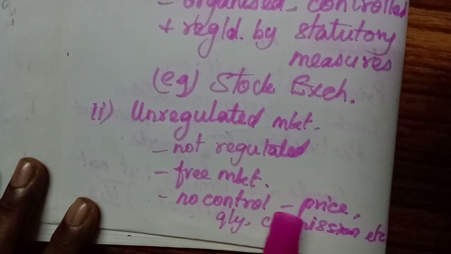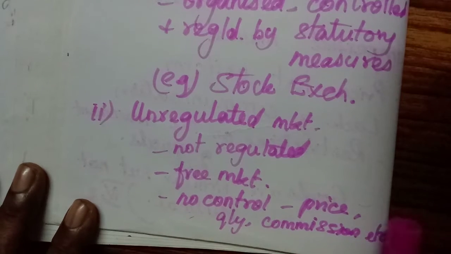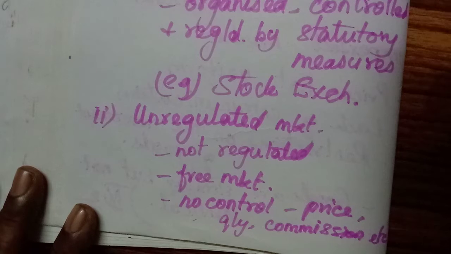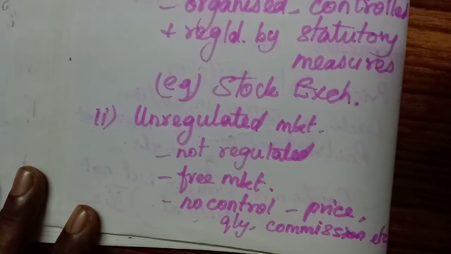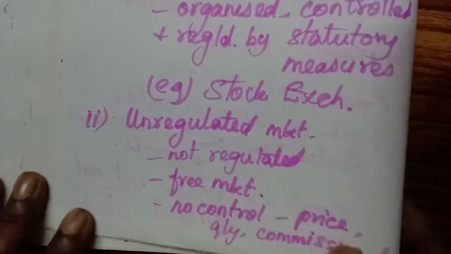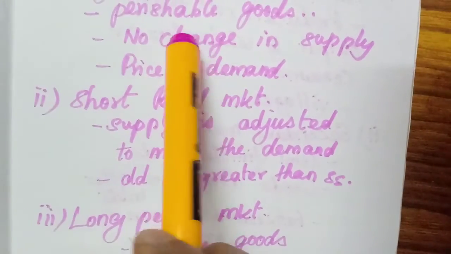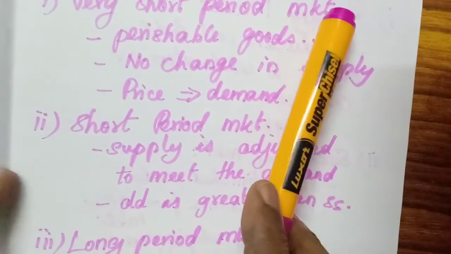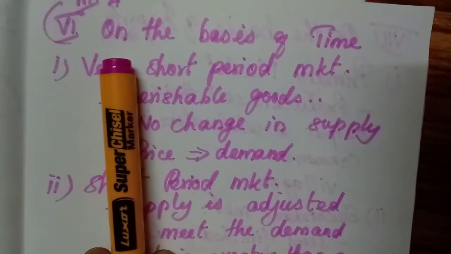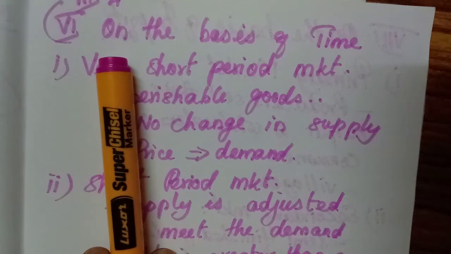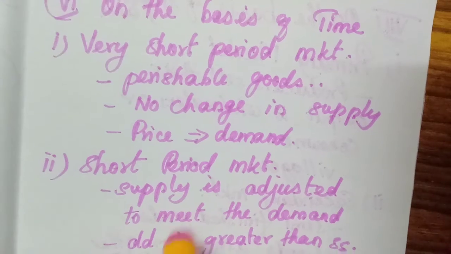There is no control over the price, the quality or the commission received by the brokers. No control over any of these measures, but mainly the price will be determined by the supply and demand of the products. Then the next classification is on the basis of time. Here is one 3-mark question. Students, mark this: only 3 kinds on the basis of time: very short period, short period and long period market.